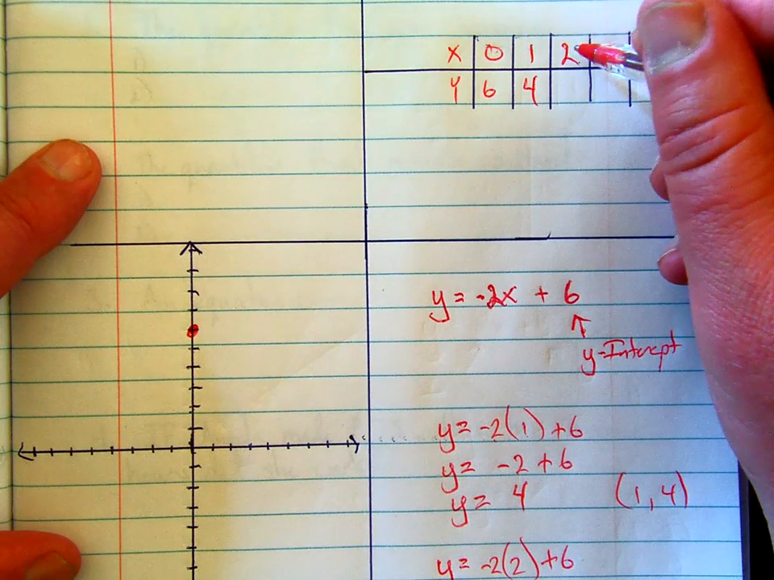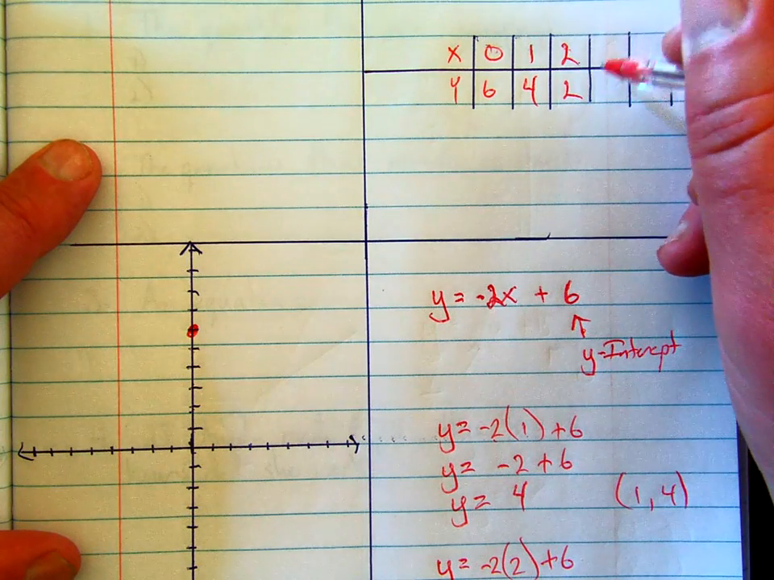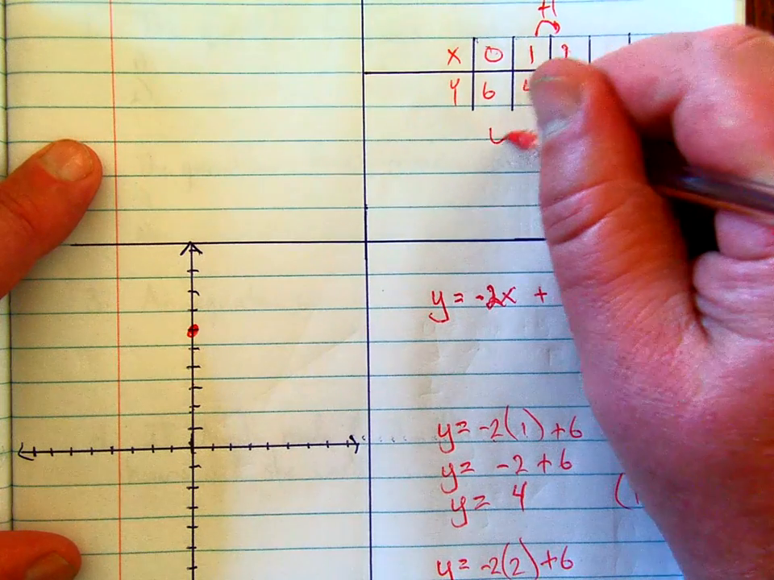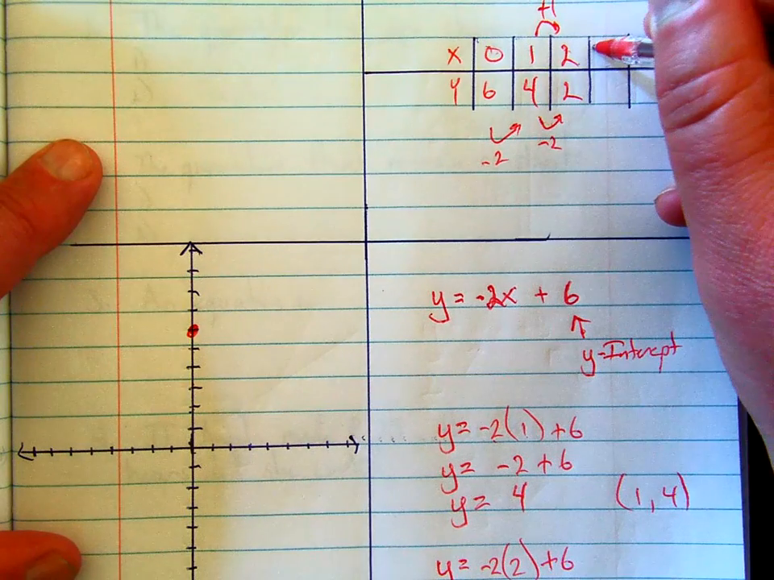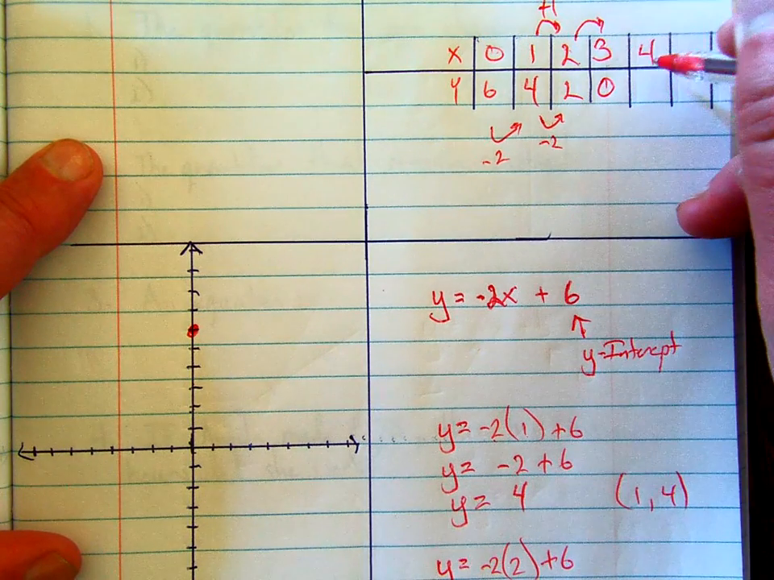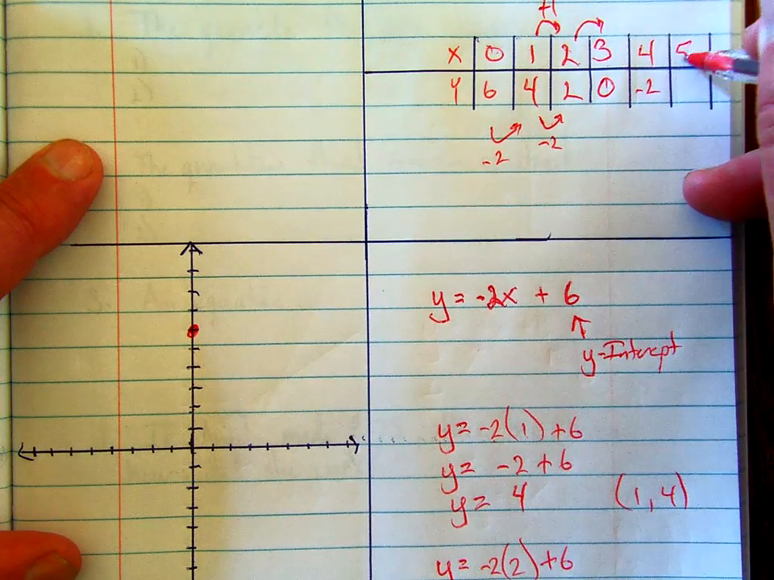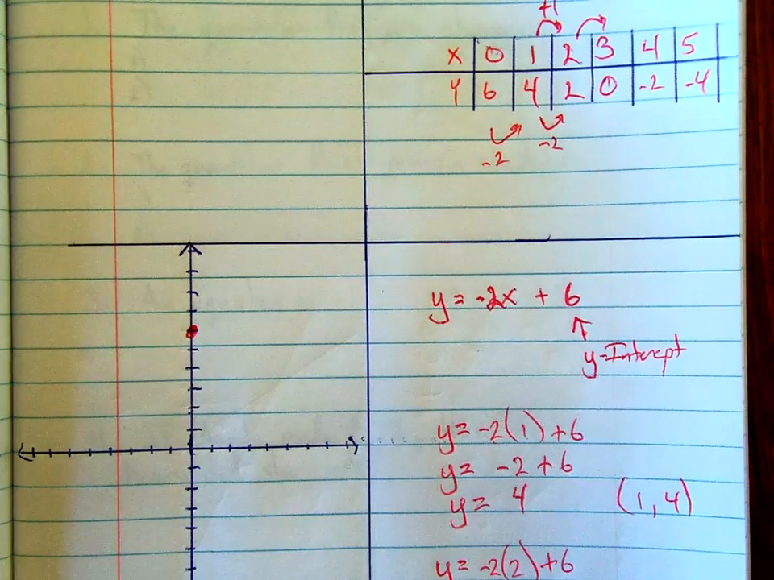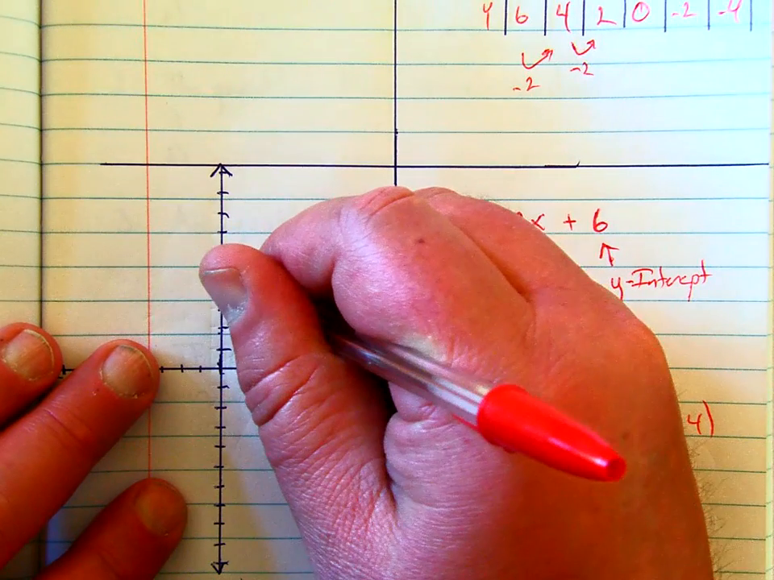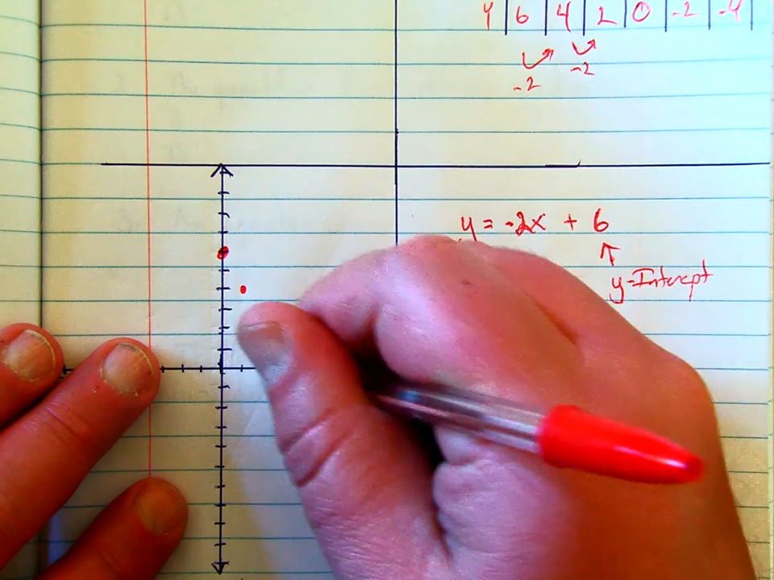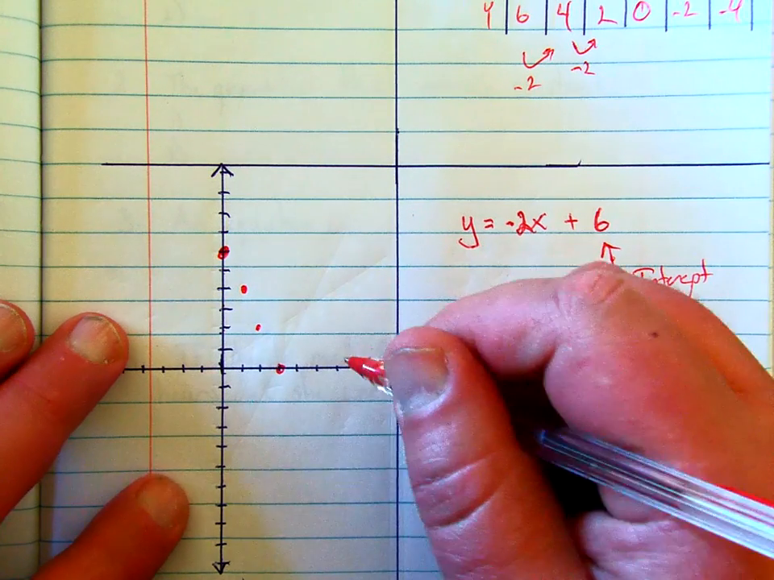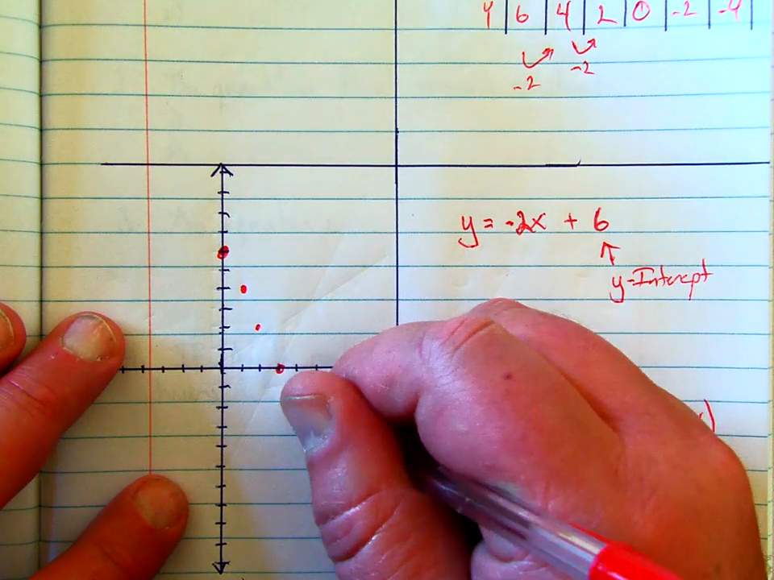So this is growing by plus 1, and this is going down minus 2. So if the pattern continues, that went up by 1 to 3, that goes down 2 to 0. This goes to 4, this goes to negative 2. This goes to 5, that goes to negative 4. And then I can graph that as well. When x is 1, y was 4. When x was 2, y was 2. When x was 3, y was 0. When x was 4, y was negative 2. And if it's linear, it's going to be a straight line.